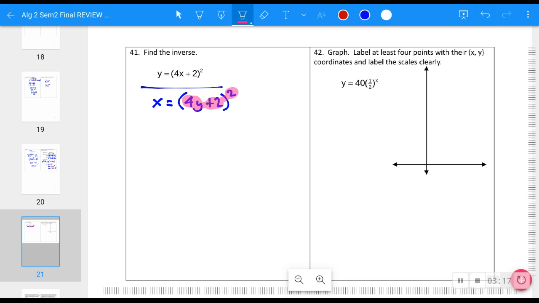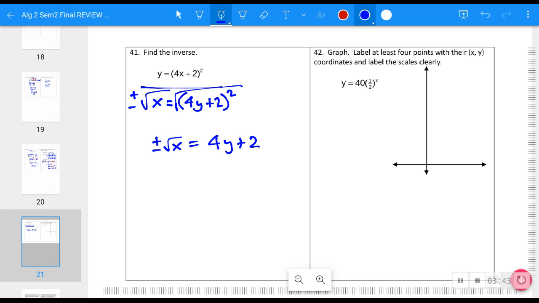But since we're trying to solve here, we have to peel that off in the reverse order. So the squaring gets attacked first, and you do that by taking the square root of both sides. So let me clean it up here. We have plus and minus square root of x equals 4y plus 2. The squaring has been eliminated.